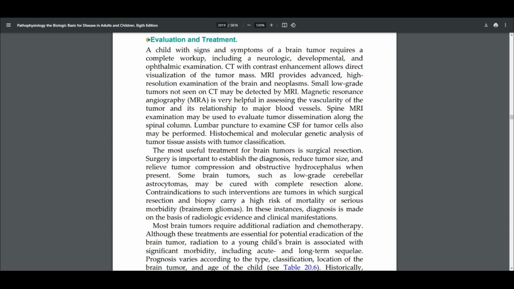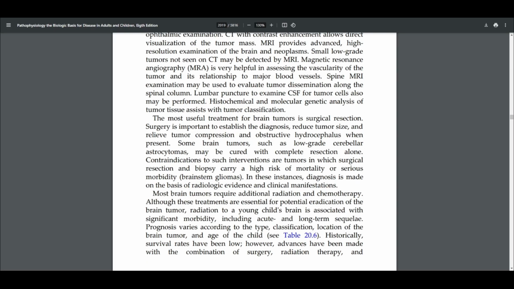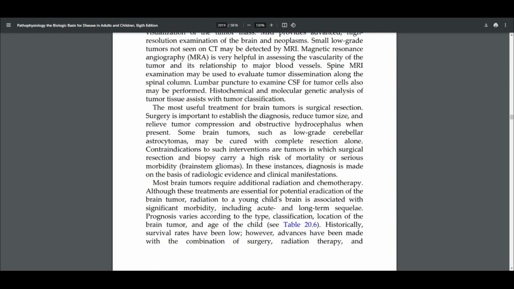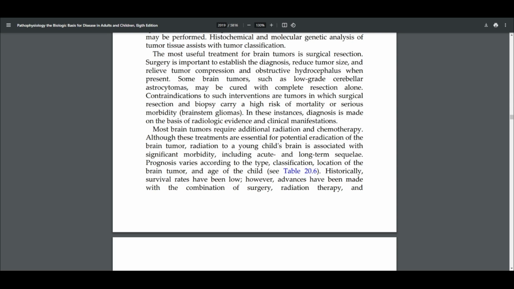An MRA is very helpful in assessing the vascularity of the tumor and its relationship to major blood vessels. Spine MRI exam may be used to evaluate tumor dissemination along the spinal column. Lumbar puncture to examine CSF for tumor cells also may be performed. Histochemical and molecular genetic analysis of the tumor tissue assists with tumor classification.